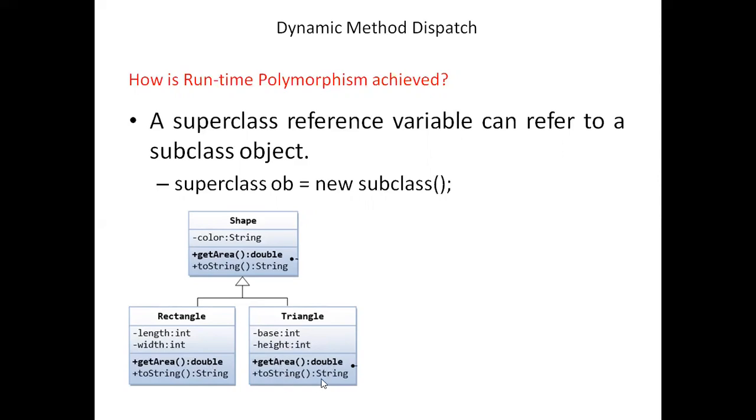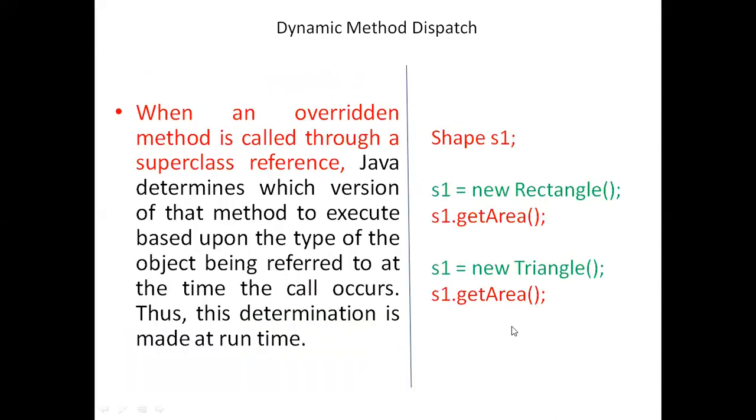In the same way, in the Triangle class, I have base and height. These are two variables. Along with them, I have getArea and toString methods. These are also overridden. So when we have a hierarchy of classes like this, we can create a reference variable using the base class. For example, Shape S2. S2 is a reference variable created using the base class. Then you can assign either a Rectangle object to S2 or a Triangle object to S2. So this particular S2 can be assigned any of the child objects.